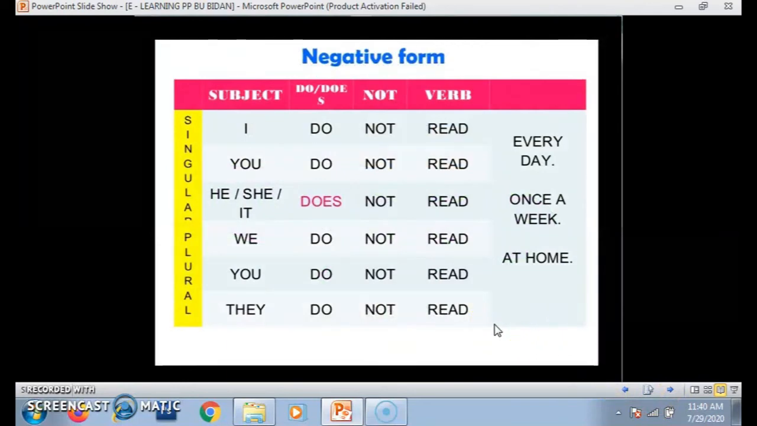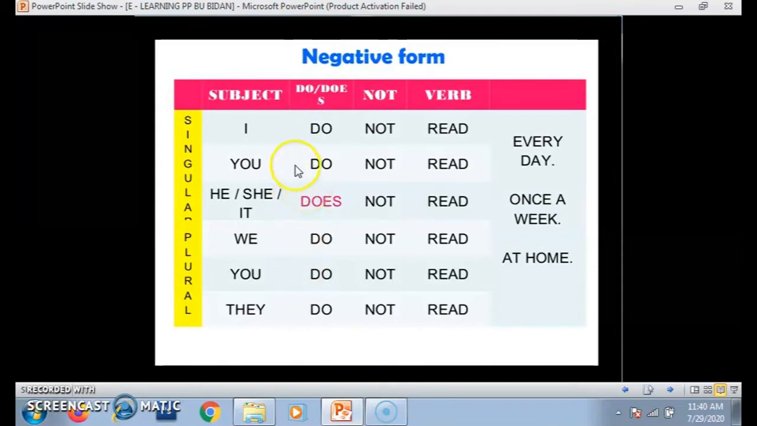Then, go to negative form. I told you that simple present tense has two kinds of auxiliary verb. They are do and does. What are their functions? They are used to make negative form and interrogative form. So when you make negative or interrogative, you should add do or does.